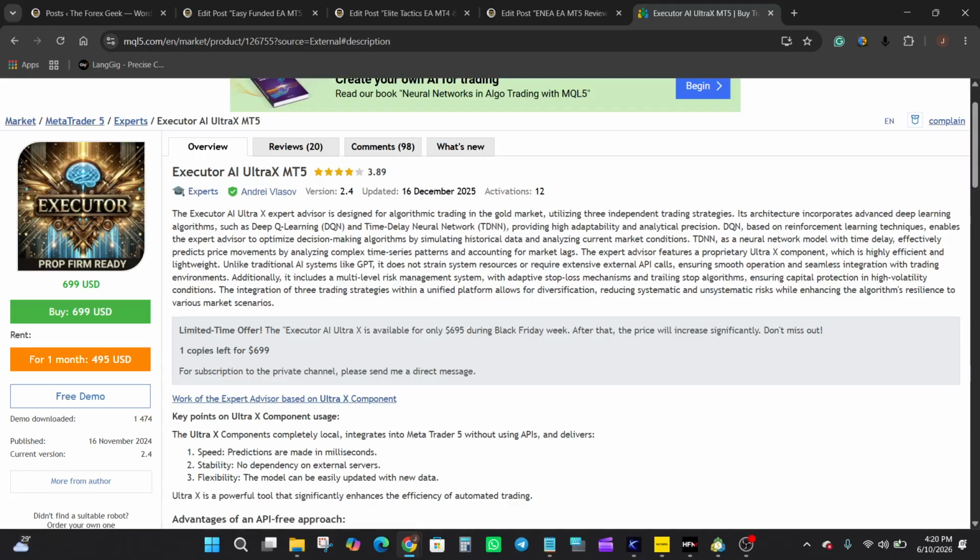Another major component is the proprietary Ultra X engine. Unlike AI systems that rely on external APIs, the Ultra X component operates locally within MetaTrader 5. According to the developer, this allows for faster processing, reduced latency, and no dependency on external servers.